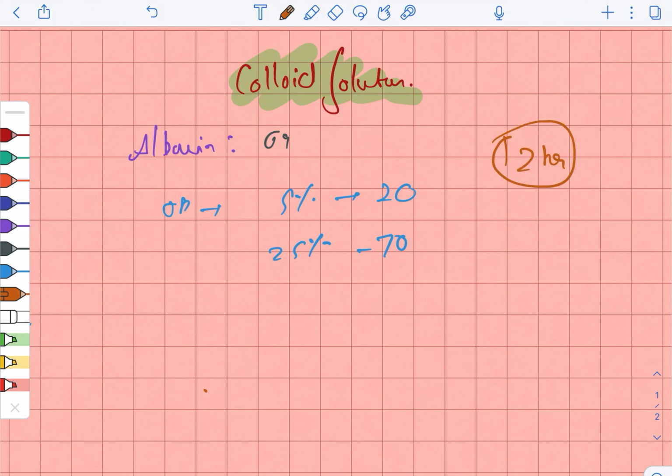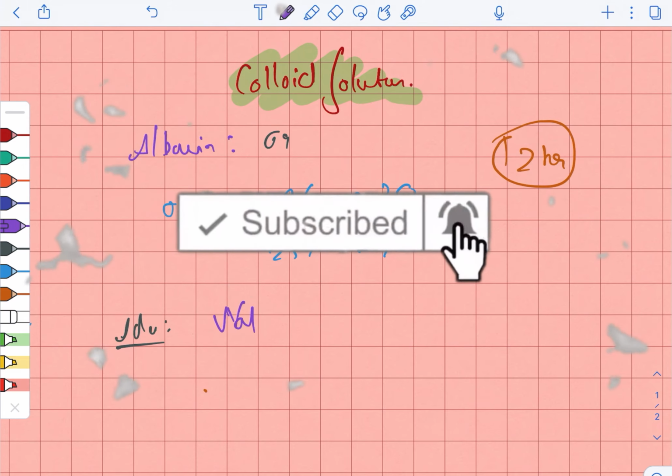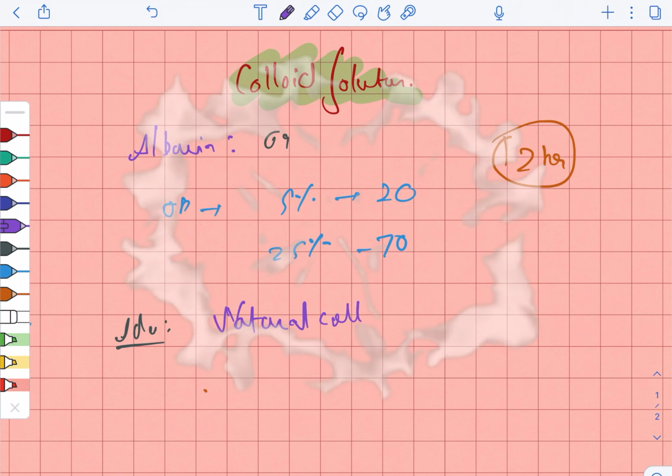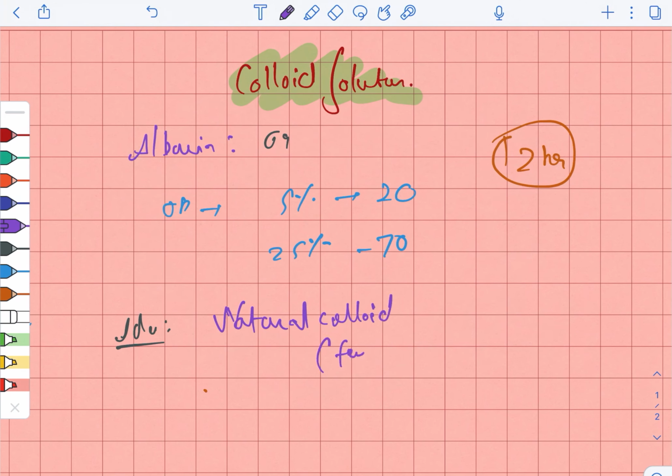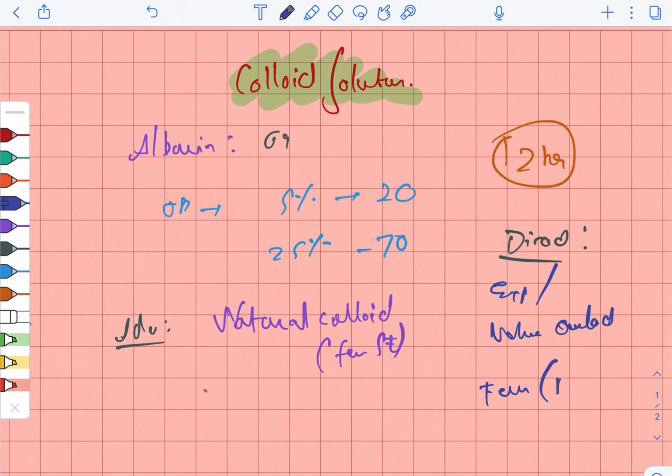And looking at the advantages, it is a natural colloid, as well as it has few side effects. Now looking at the disadvantages, it is a bit expensive. There is presence of volume overload, as well as there is fever, that is pyrogens.